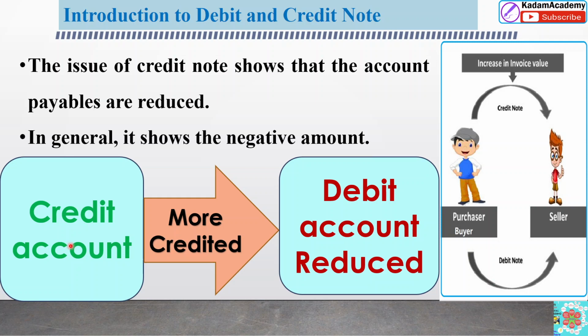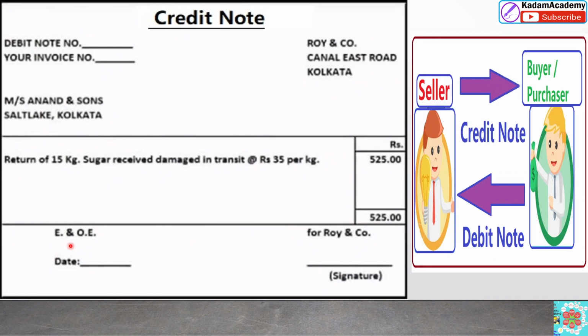In the account, when we make the entry, it is reduced and credited. And now, friends, we'll go toward the actual format of this credit note. What does it contain? Date, billing address, shipping address, to whom it is sent: the seller sends to the buyer, so the address of the seller, the address of the buyer, and the payments, the goods returned by the customer, amount details, list of products, and details of the products. All these things are written here.